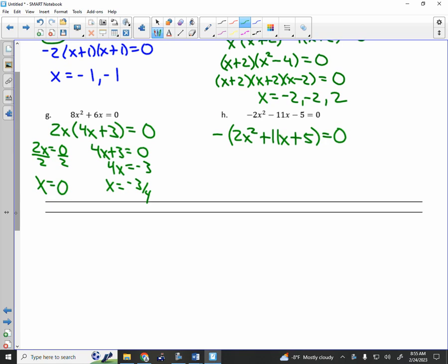Uh-oh, now I got a trinomial with a number in front. So I'm going to go 2x and x. I know it ends up being 5, so is it a plus 5 and a plus 1, or is it a plus 1 and a plus 5? Plus 1 and plus 5. And hopefully by now you see that if you set this equal to 0, you end up with a negative 1/2. If you set that equal to 0, you end up with a negative 5. You don't have to worry about the negative at all. It has no bearing on the solution to the problem.